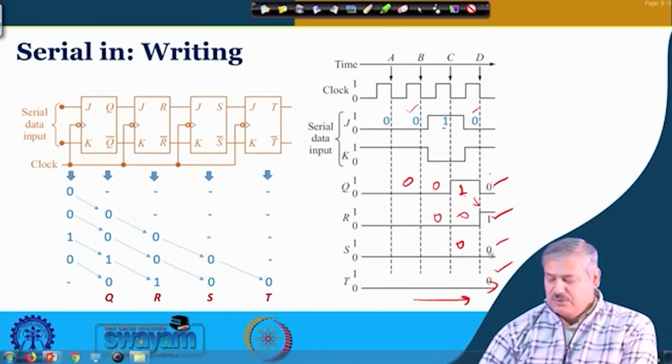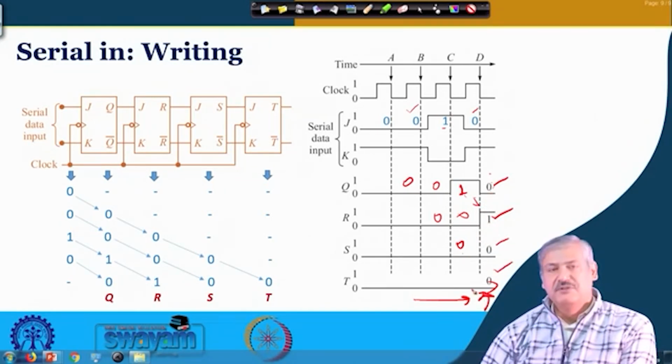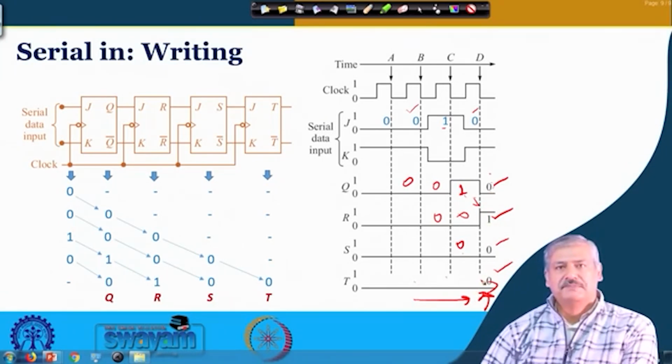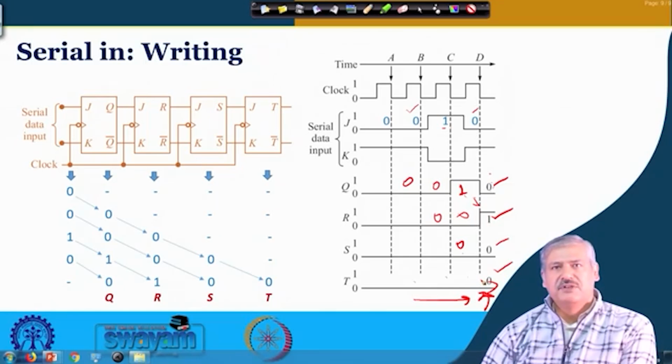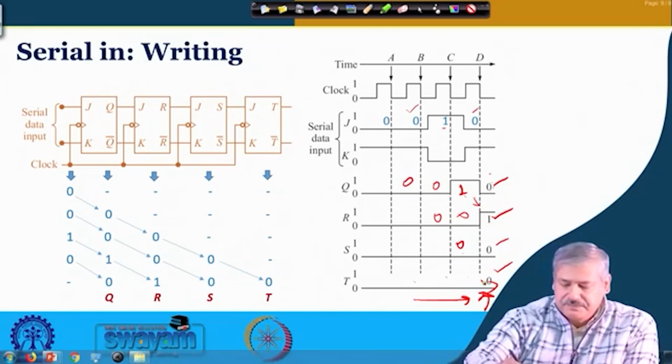So, ultimately 0, 1, 0, 0 at this time point you shall see in this clock cycle, okay, after 1, 2, 3, 4 clock cycle, 4 clock trigger. That is how the writing is done. Is it fine? Okay.